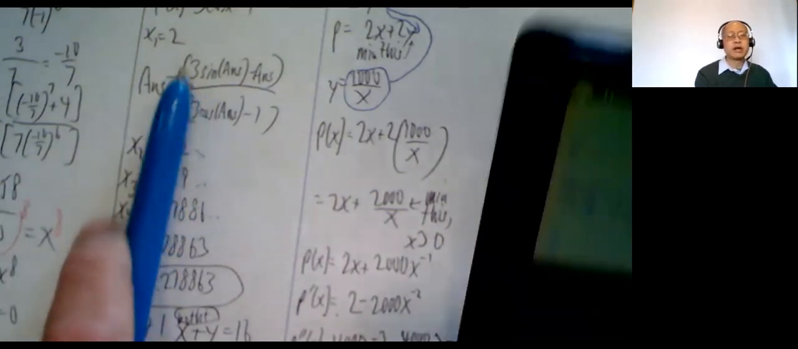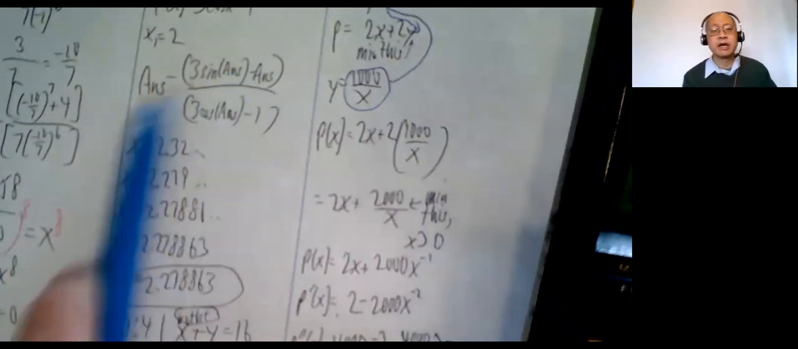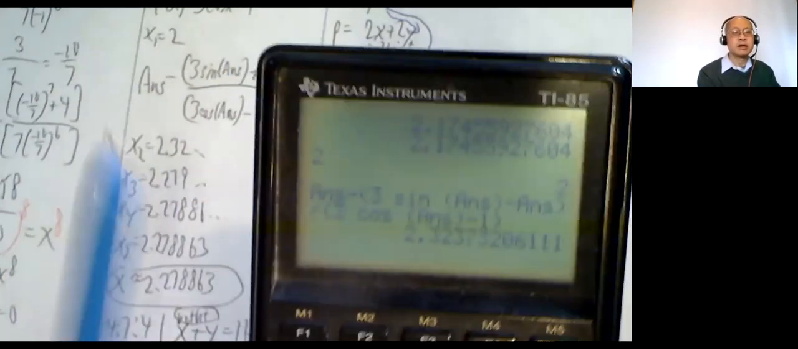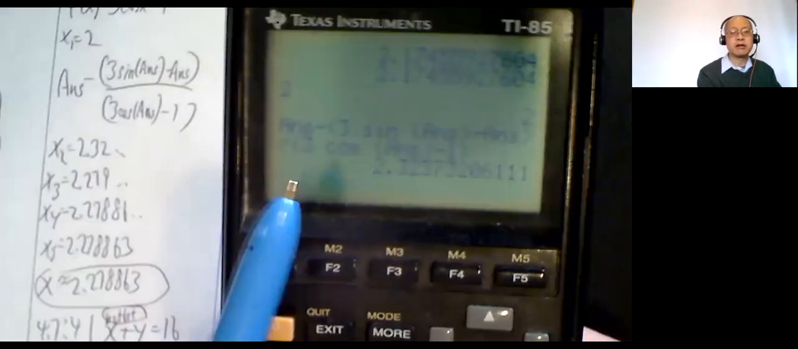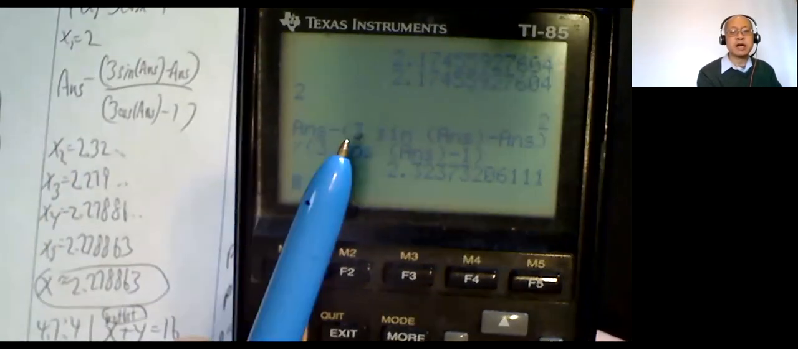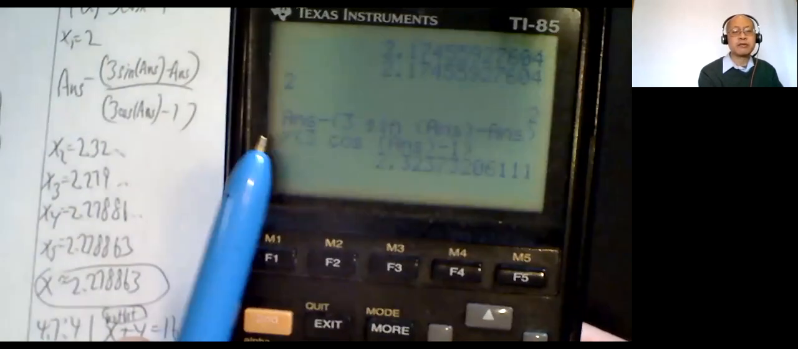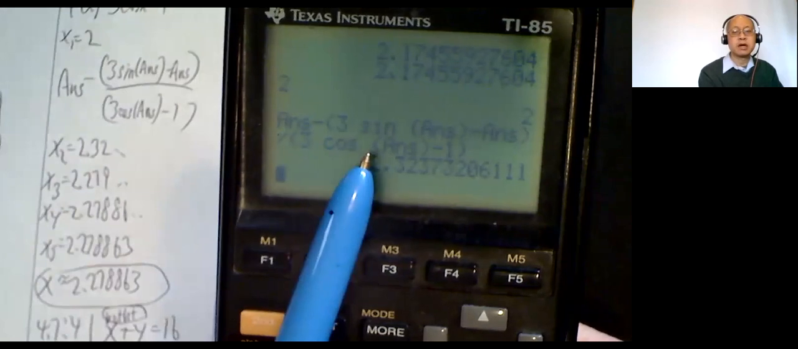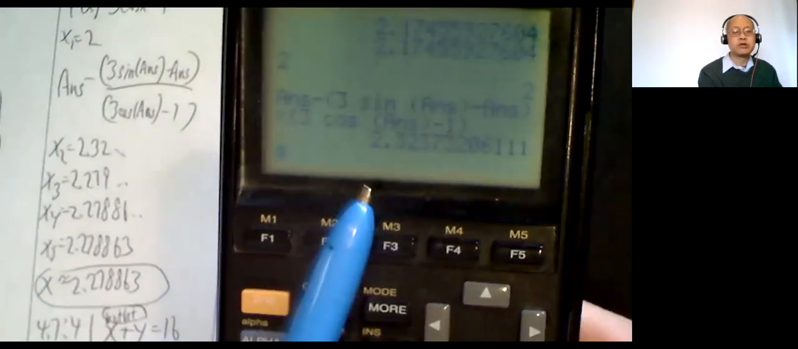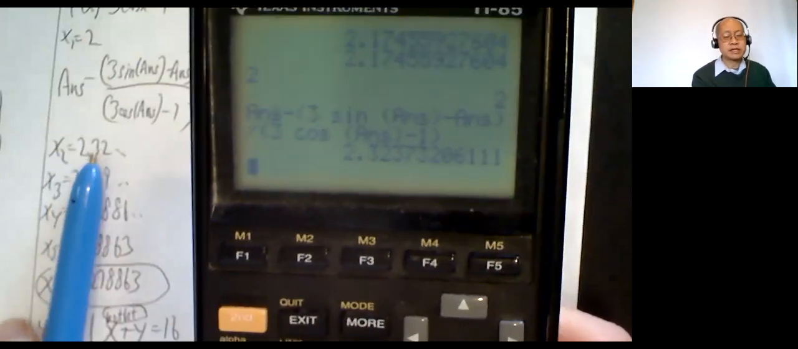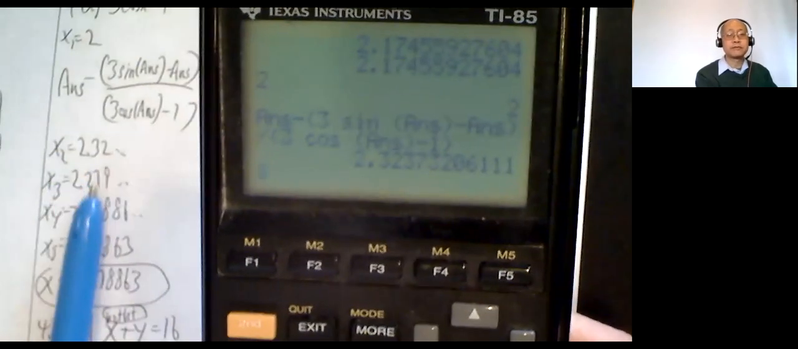Okay, so this is what you want. You need parentheses around the entire top and the entire bottom. So you can see, I'll try to show you both on the same screen here. This is what I just typed there. Answer minus 3 sine answer minus answer, close parentheses, divided by 3 cosine parentheses answer minus 1. Okay, 2.32. You don't have to write all the digits until the very end. Just tell me what you see roughly.